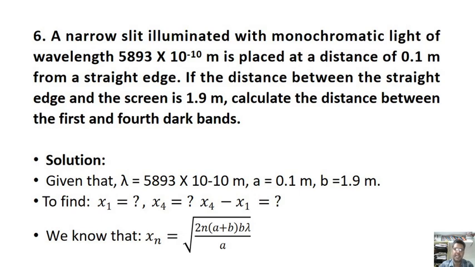So let us see how much. The lambda is given, that is 5893 × 10⁻¹⁰. a is equal to 0.1 meter. b is equal to 1.9 meter. Then to find x1 and x4, then the difference x4 minus x1. So we know that xn is equal to square root of 2n (a plus b) b lambda by a.